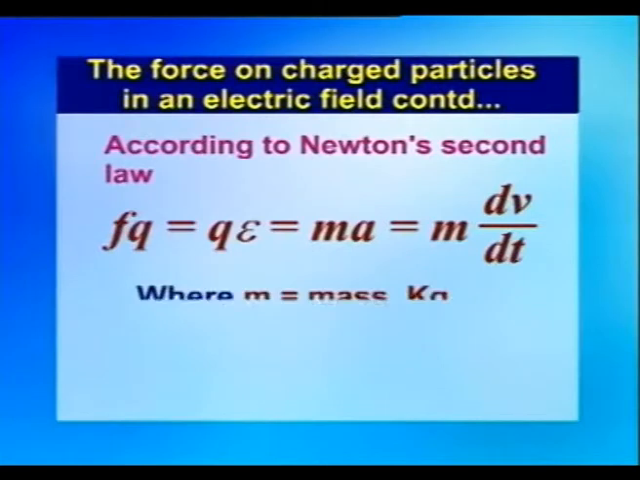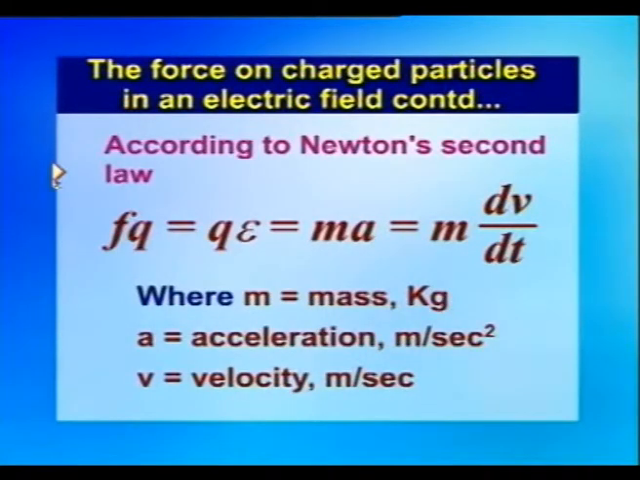So the previous slide gives you the expression for the force exerted by the electric field on the charged particle. Now if you want to find out the motion of the charged particle under the influence of this force, we have to consider Newton's second law. We are once again taking Newton's second law as the reference, and we are equating it with the force exerted by the electric field, that is F equals Q into E, which is equal to M into A, and equated to M into dV by dt. Here M is mass, which is expressed in kilograms, A is acceleration, in meters per second square, and v is velocity, that is meters per second.